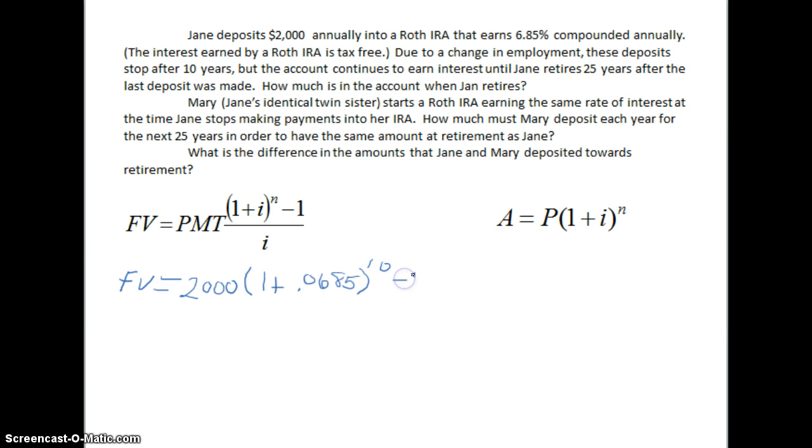And then we'll subtract 1, and we divide the second part here by the interest rate, 0.0685. And now, your graphing calculator will handle all this. Be real careful with how you type it in. So inside the parentheses, you can do this math in your head, 1.0685 to the 10th power. Subtract 1, get that answer.